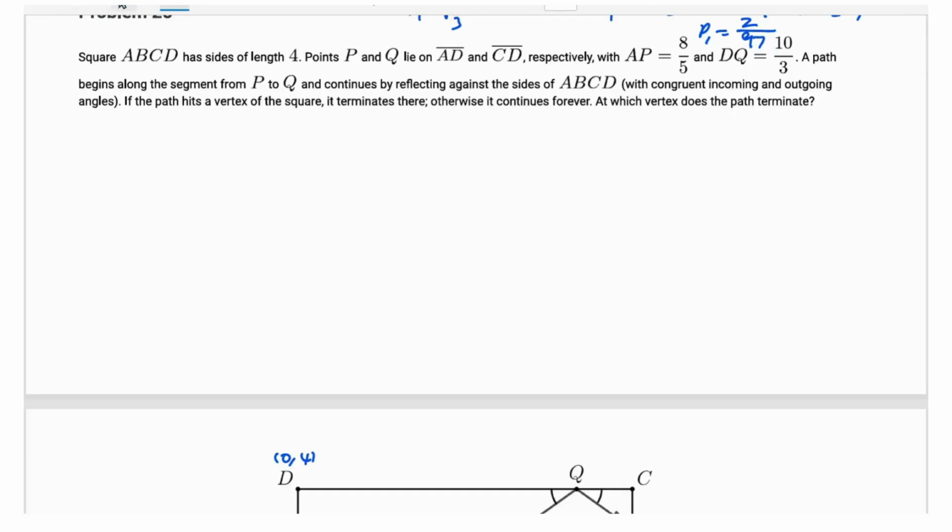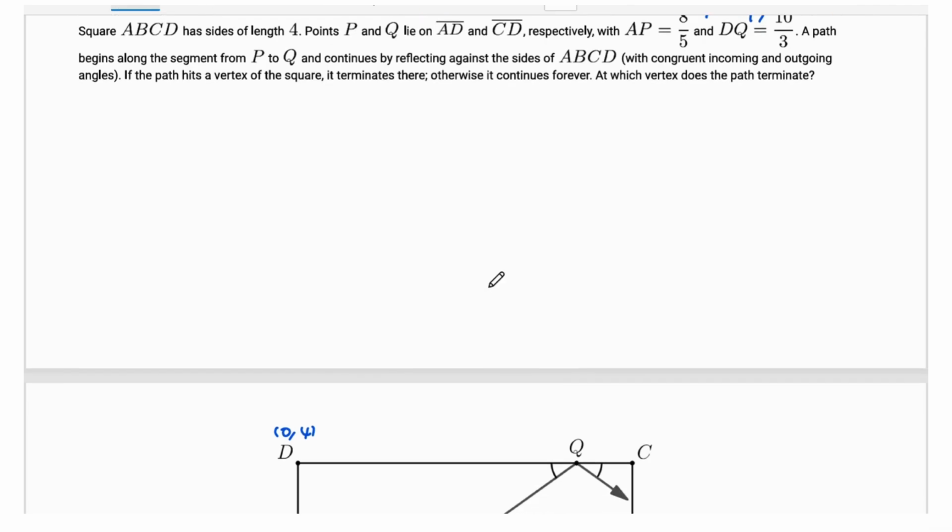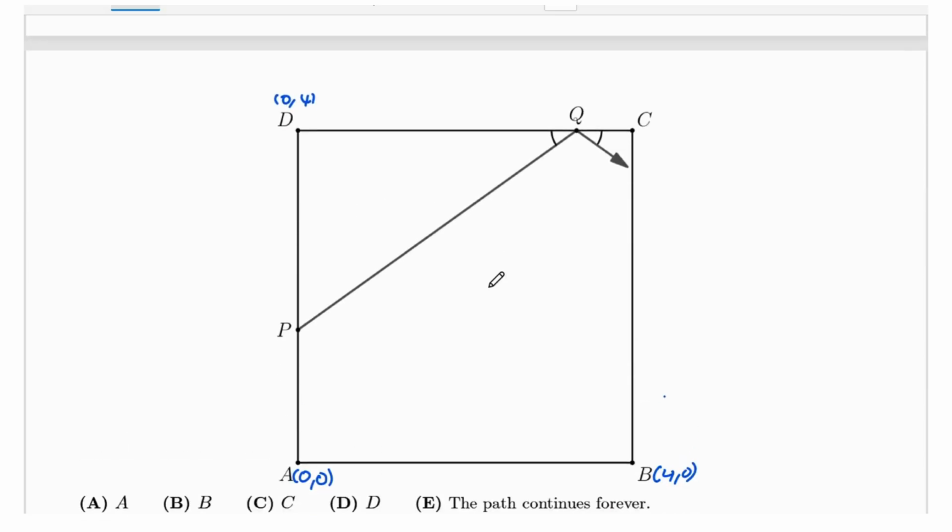Okay, question 25 says square ABCD has sides of length 4, points P and Q lie on AD and CD so that AP is 8 over 5 and DQ is 10 over 3. A path begins along this segment from P to Q and continues by reflecting against the sides of ABCD. If the path hits a vertex of the square, it terminates there, and otherwise it continues forever. At which vertex does the path terminate?